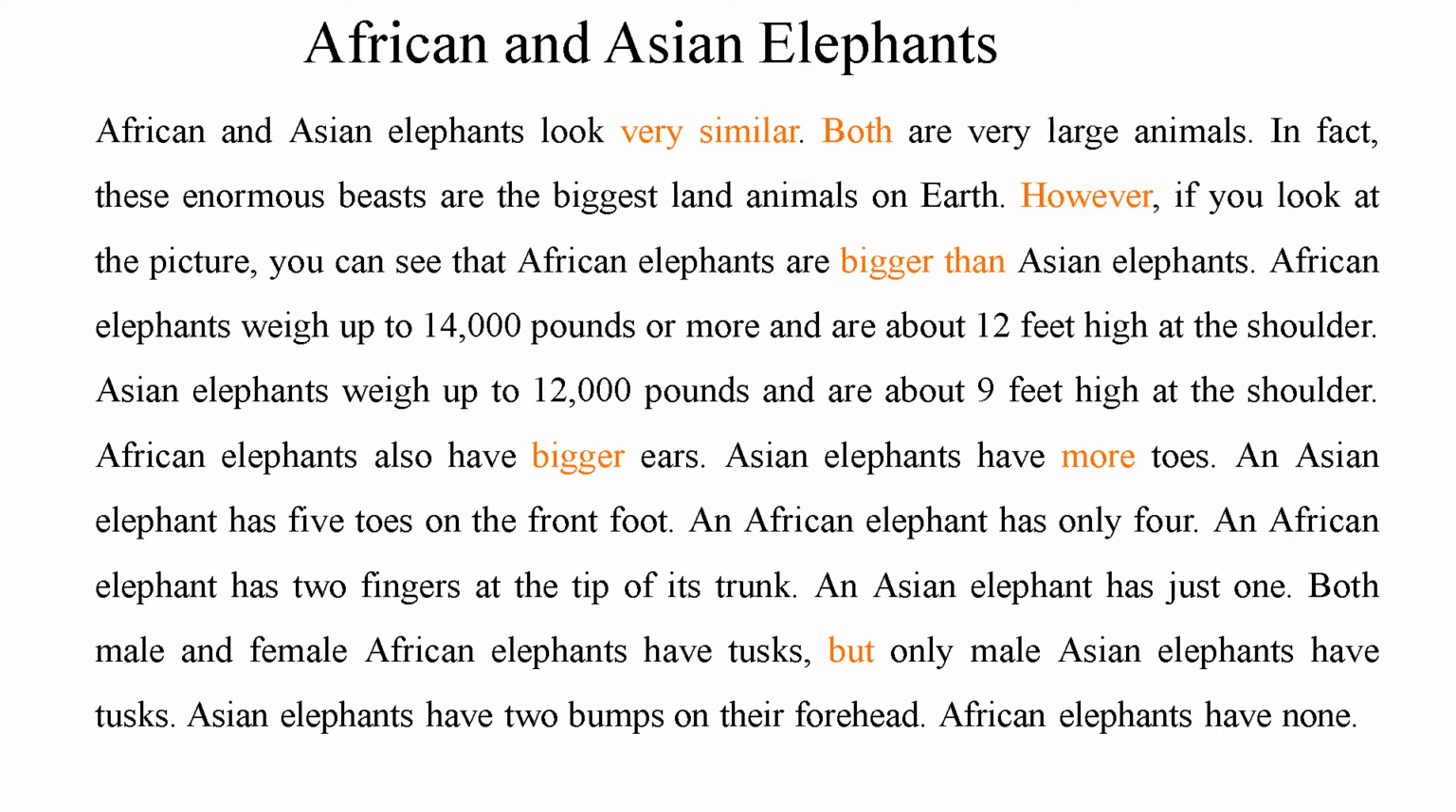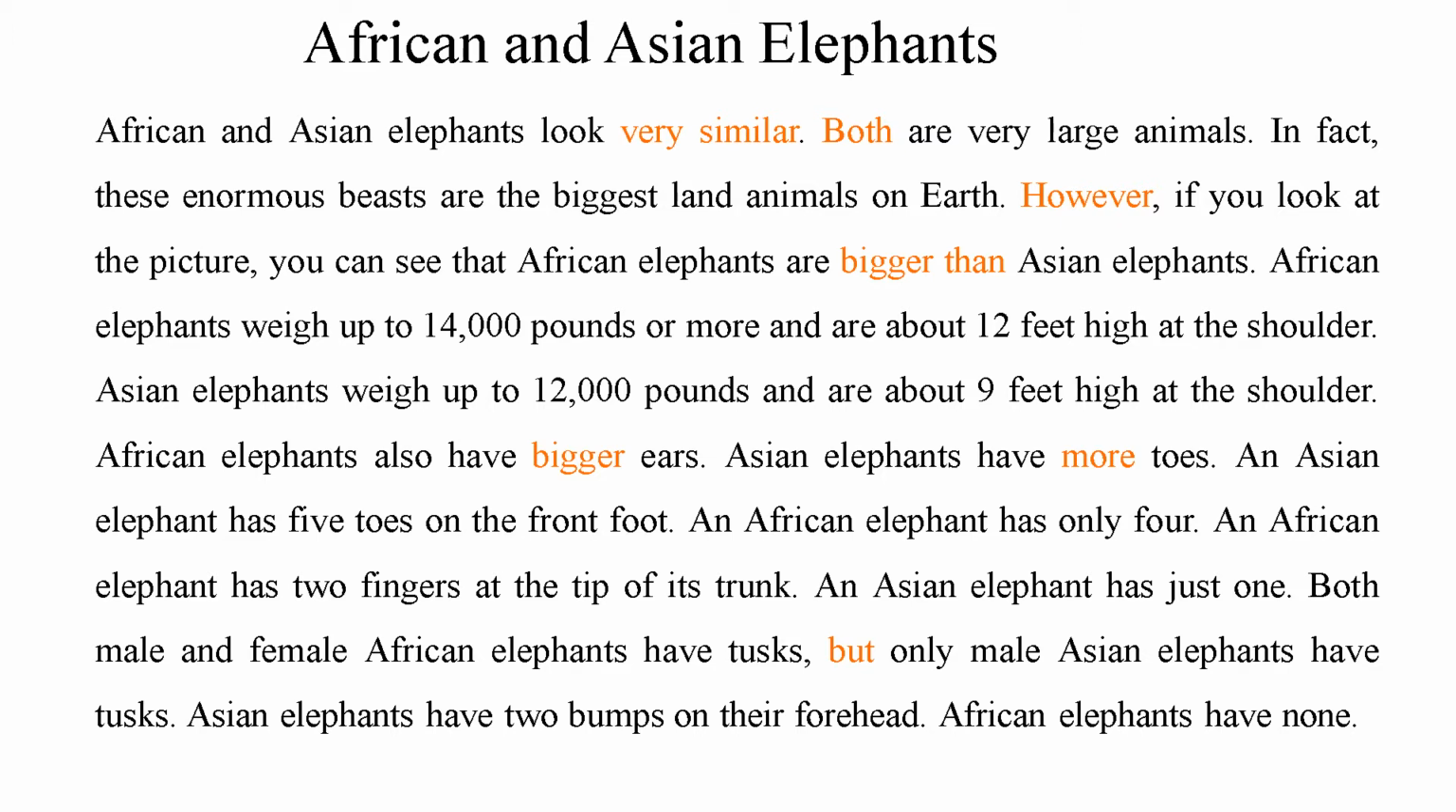African and Asian elephants look very similar. Both are very large animals. In fact, these enormous beasts are the biggest land animals on Earth. However, if you look at the picture, you can see that African elephants are bigger than Asian elephants. African elephants weigh up to 14,000 pounds or more and are about 12 feet high at the shoulder. Asian elephants weigh up to 12,000 pounds and are about 9 feet high at the shoulder.